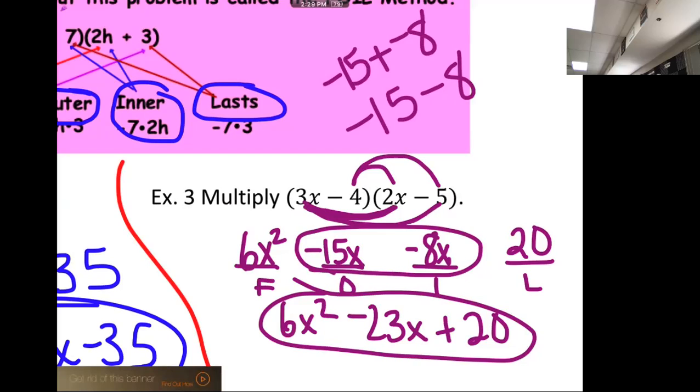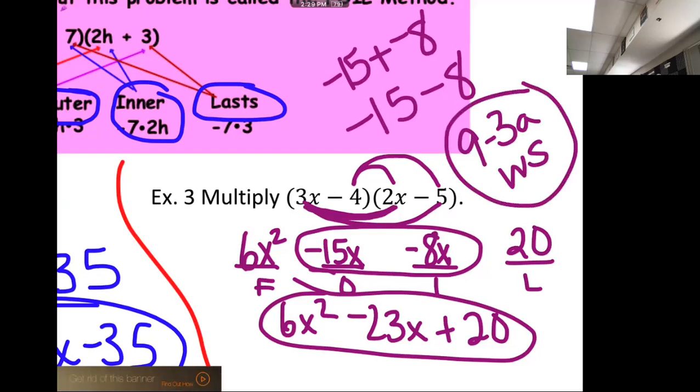All right, you guys, your homework then is the 9-3A worksheet. On Monday, we're going to keep it up a notch. We're going to do a binomial times a trinomial. So make sure you understand how to do this part because we're going to raise it up a level.